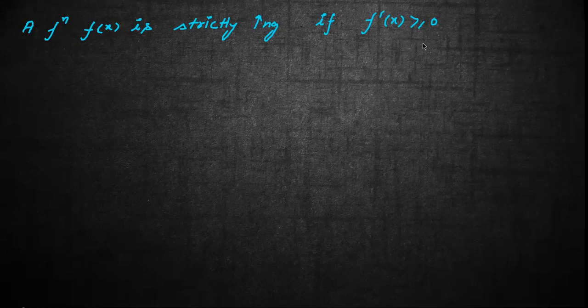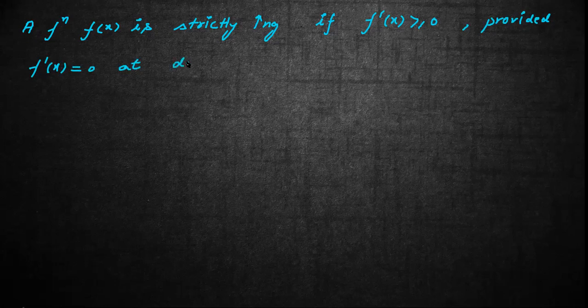If f dash x is greater than or equal to 0, and yeah, provided f dash x equal to 0 at discrete points. As we have seen in the case of y equals x cube. There is one more point that we should add here, right? We will add it just now.